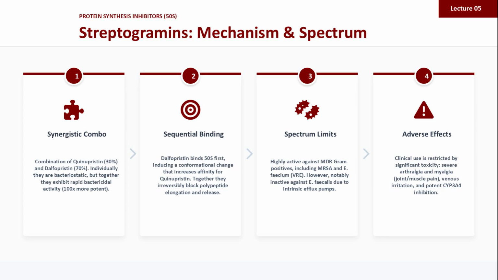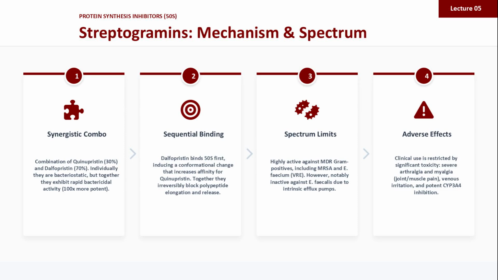Now let us understand the mechanism step by step. These drugs bind to the 50S ribosomal subunit, but in a sequential manner. First, dalfopristin binds, and this changes the shape of the ribosome. This conformational change increases the binding of quinupristin. Then quinupristin binds more strongly and together they block peptide elongation and release of the protein chain. So protein synthesis is effectively stopped at multiple steps. This dual action is the reason for their strong effect.